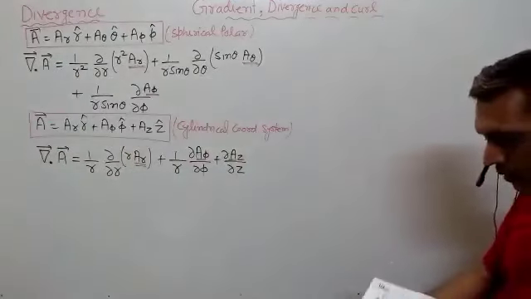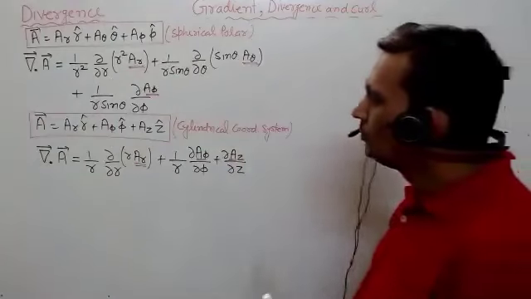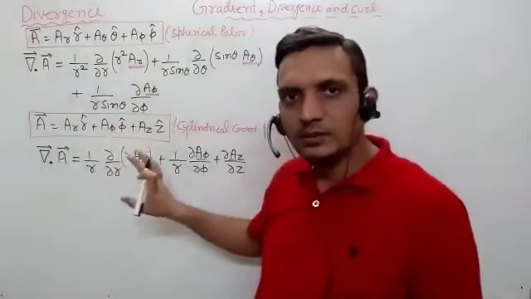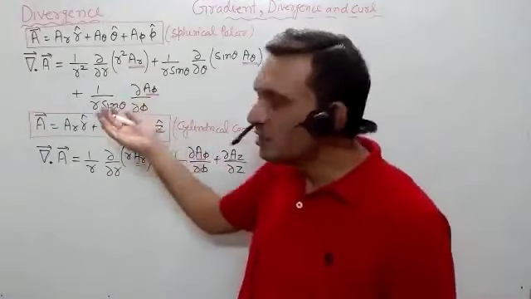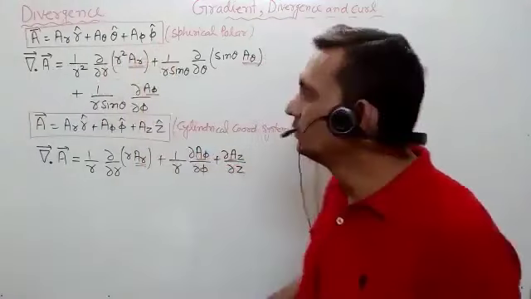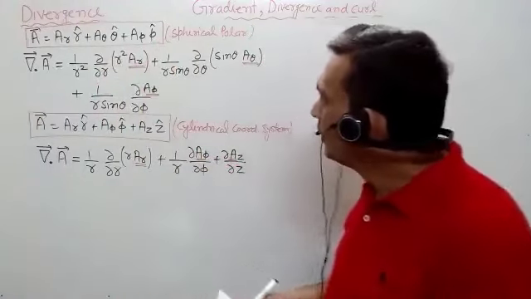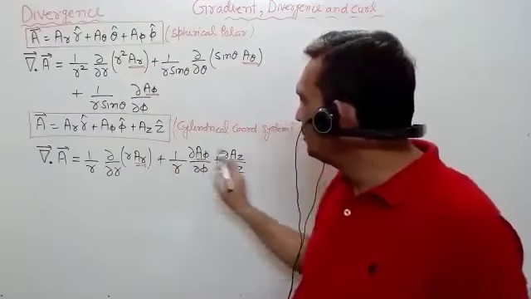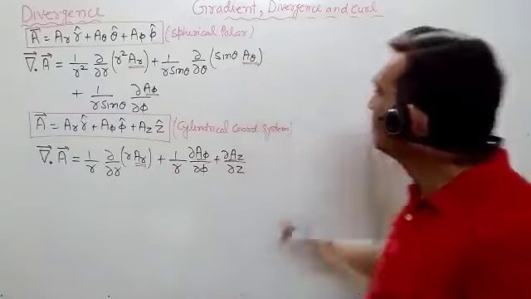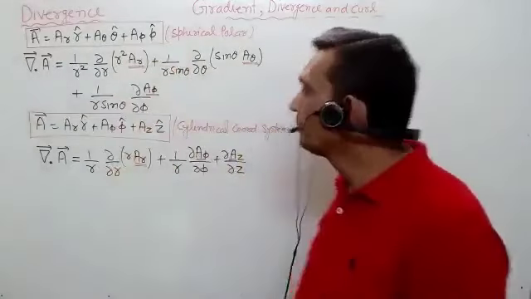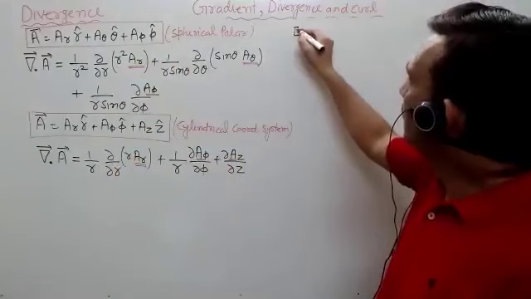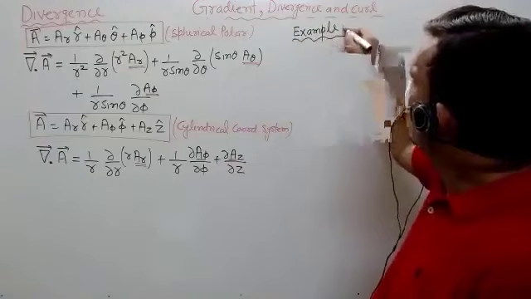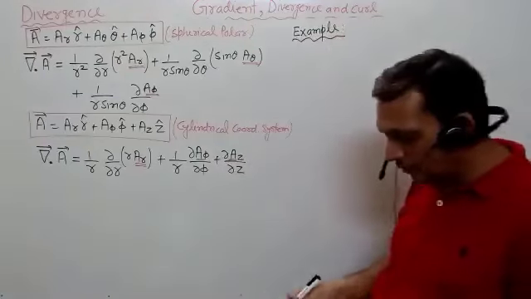Sir, is there any method to remember this formula? You have to remember it. Some formula you have to remember. Just by practice you will remember it. You will get 3 terms corresponding to A r, A theta and A phi, and here you will get A r, A phi and A z. So just remember this formula. From different examples, you will easily remember how to write divergence.